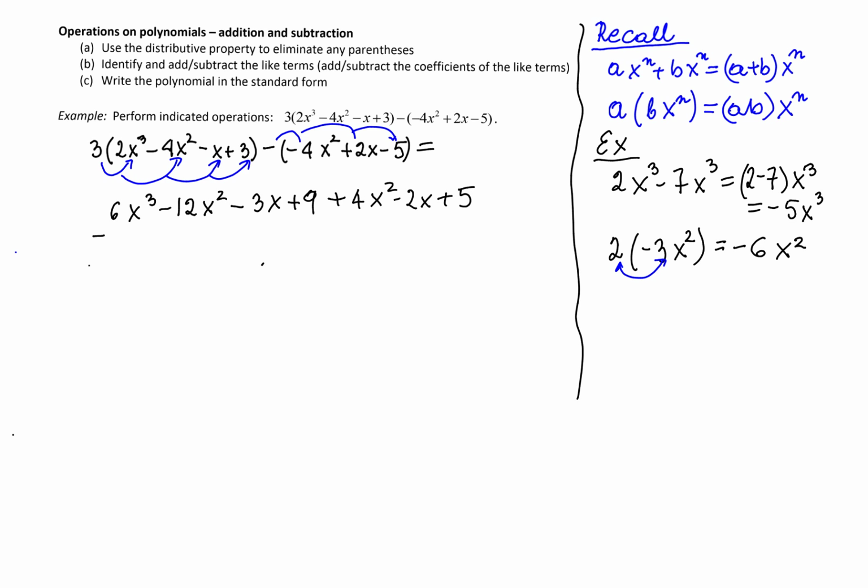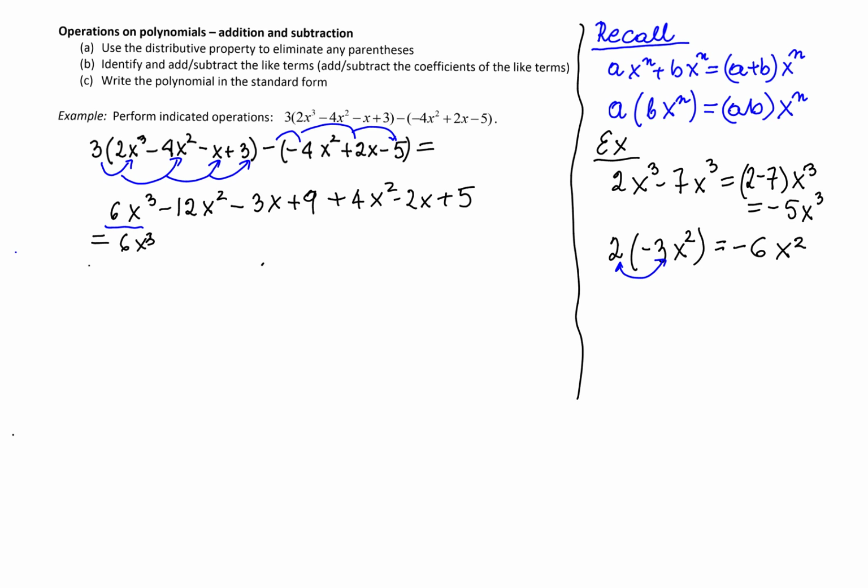The next step is to combine the like terms, and because we have to write the polynomial in a standard form at the end, then we'll start with the x to the highest exponent, which is x cubed. So we're looking now for the terms with the x cubed. There is none, so we'll just rewrite 6x cubed.